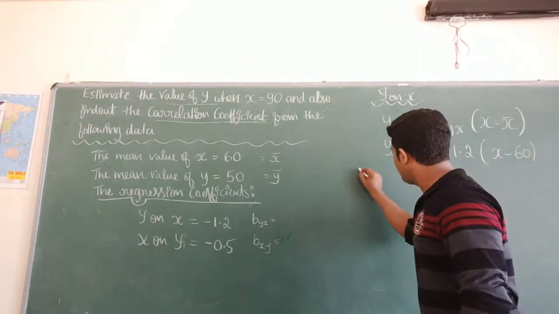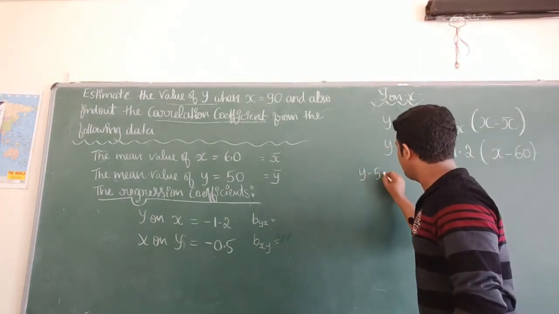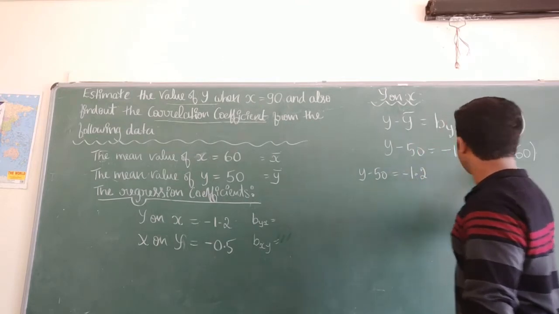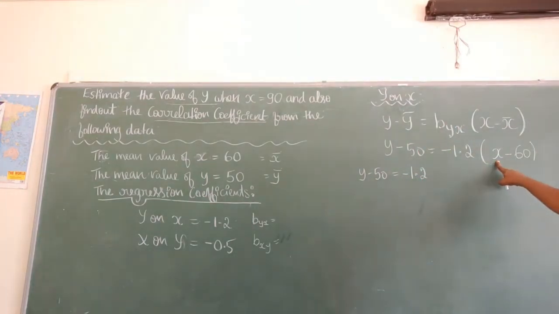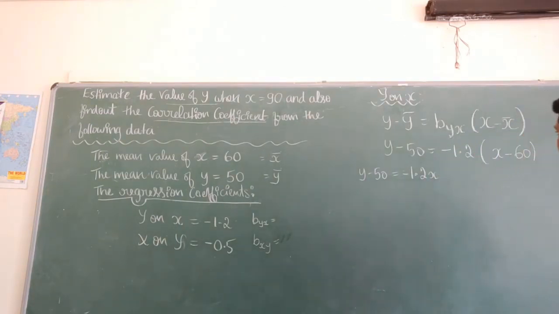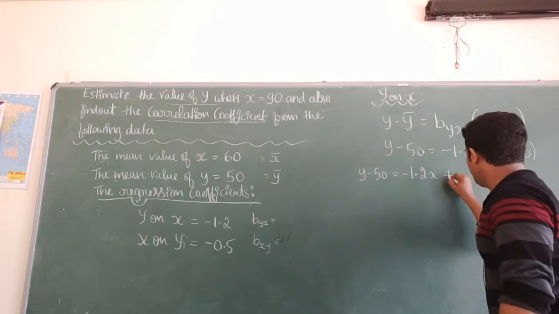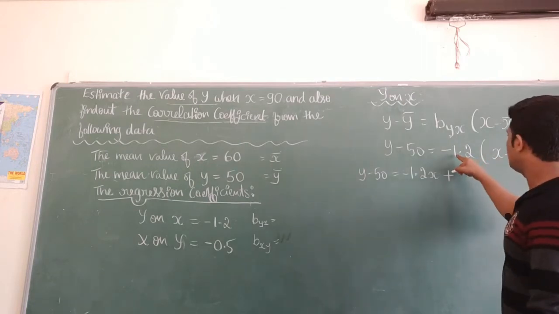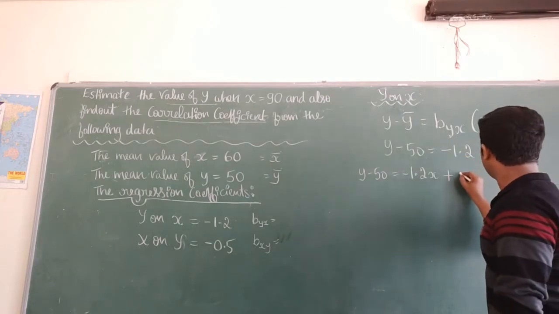Now I'll be writing the same. y minus 50 is equal to minus 1.2 into x. Minus 1.2 into x means minus 1.2x. Next, minus 1.2 into minus 60. Minus into minus, what does it become? It becomes plus. So minus 1.2 into 60. Find out the value. If you do that, it will be around 72.